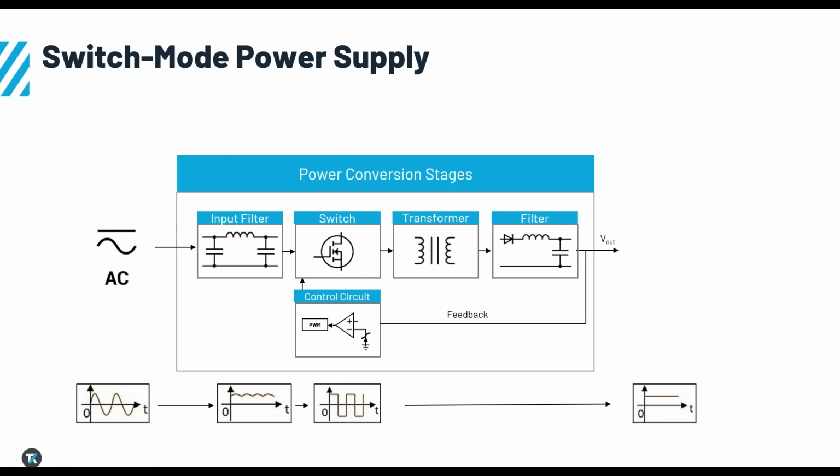In the input section, it takes the high voltage AC signal and converts it to high voltage DC. It uses rectifiers and filters in the input section. That high voltage DC then gets sent to the switch.